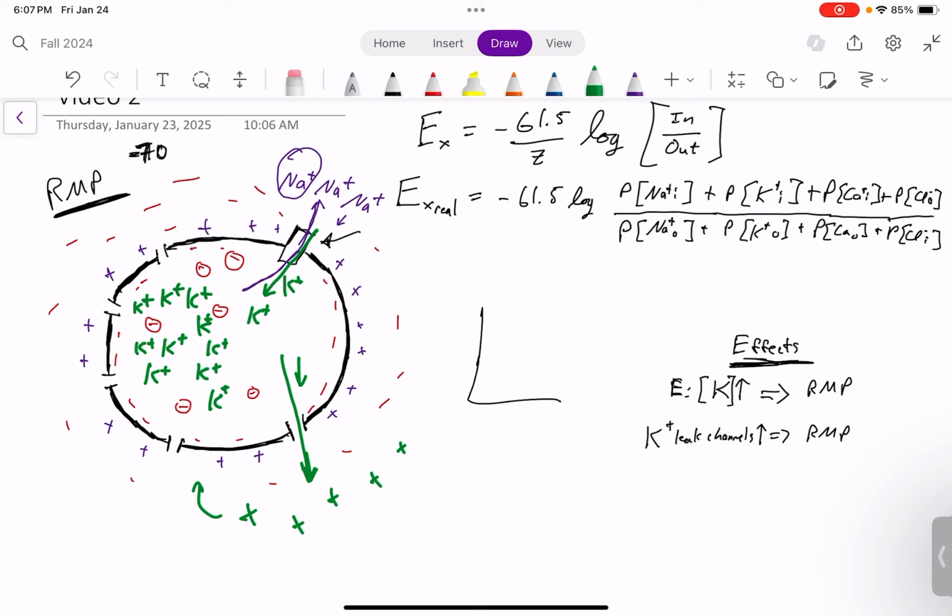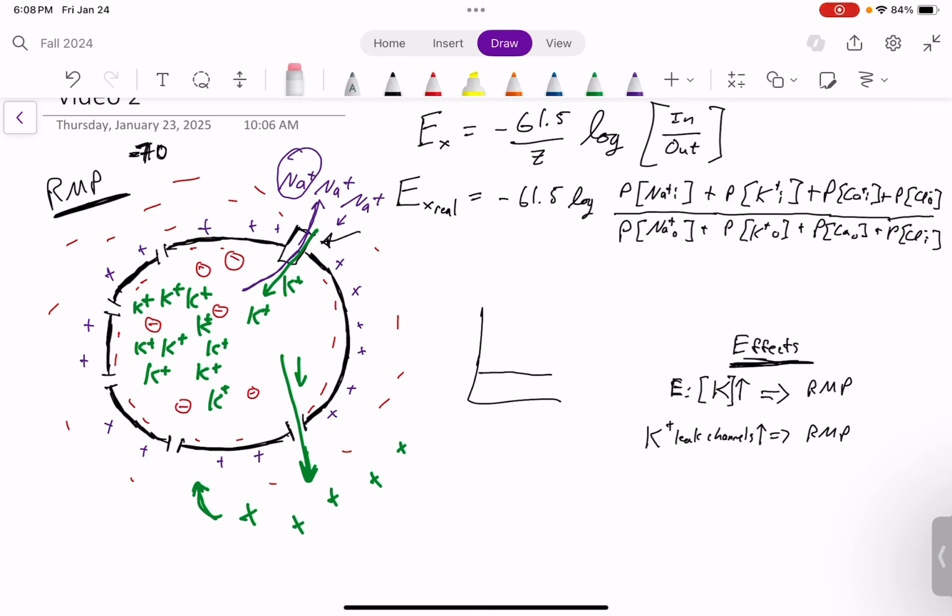Now, these effects eventually reach equilibrium. And what equilibrium means is that the rate of potassium leaving the cell and the rate of the potassium entering the cell is the same. And so the voltage stays consistent. Now, this doesn't mean that the ions aren't moving. The ions are always moving, but they're just moving in and out at the same rate, and so the voltage stays consistent.